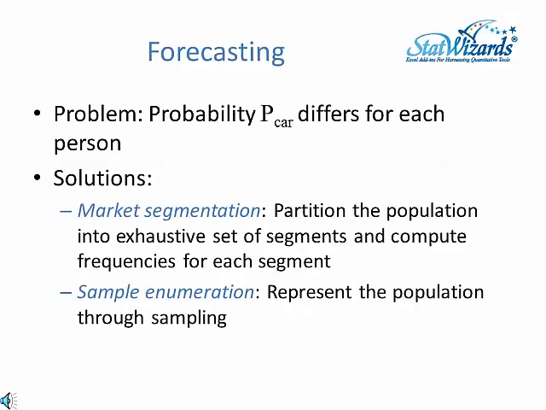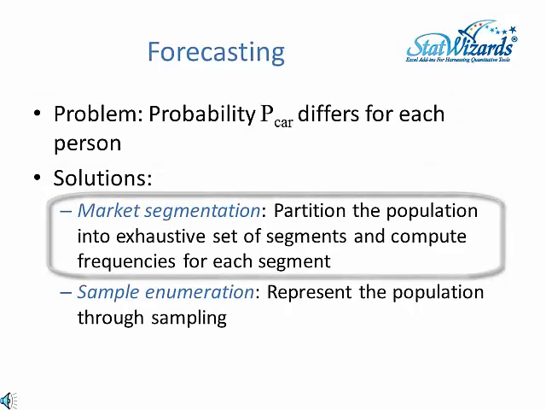There are two solutions. The first is to use what's called market segmentation. That means we partition the population into an exhaustive set of segments, one segment for each of the social demographic variables that we've used to estimate our model. Then we compute the frequencies, the probability for car, for each segment. We sum all the segments together, and that gives us an estimate of the total population.